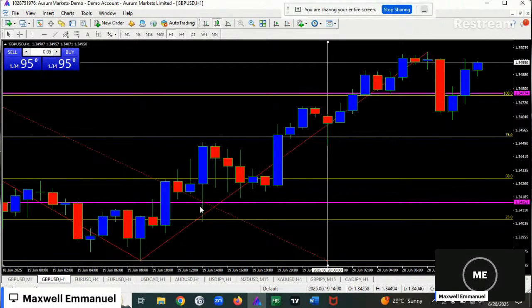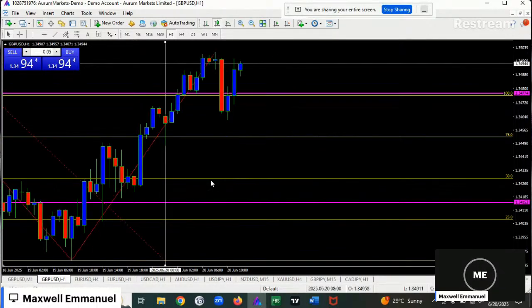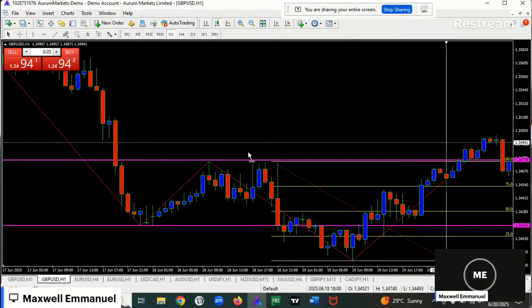I would like to see price pull back to clear the liquidity residing at the low of this candle. This is where I'll be considering buying GBP USD. My bias for GBP USD is buy, but price needs to retrace. I want to see price retrace back into a discount area before buying GBP USD.